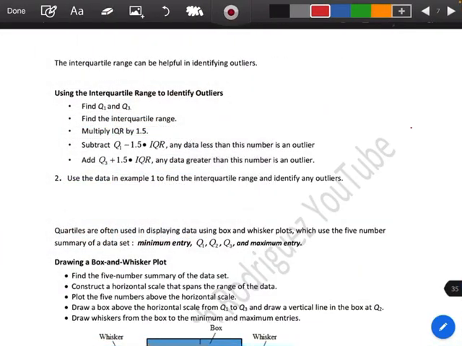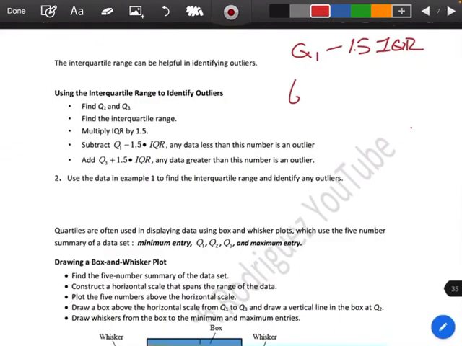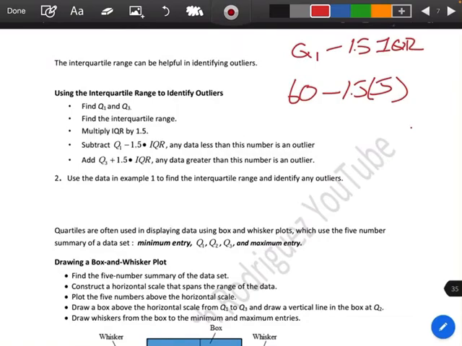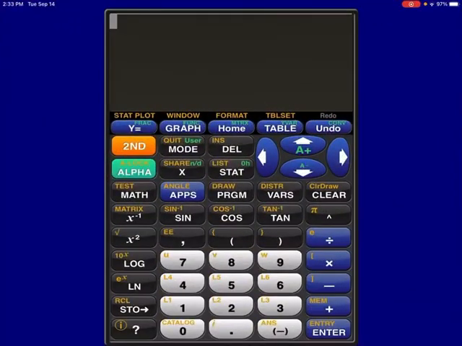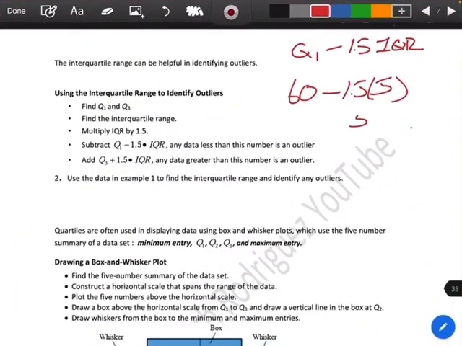Okay, so the way we're going to find outliers is we're going to take Q1 minus 1.5 times our IQR. So let's see, what was our Q1? Our Q1 was 60. So I'm going to take 60 minus 1.5 times, we said our IQR was 5. I'm going to do this part on my calculator. Let's go 60, oops, come back, 60 minus 1.5 times 5, just entering it exactly as I see it, 52 and a half. So that number here is 52.5.